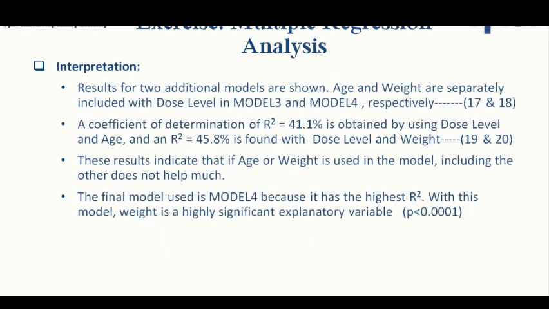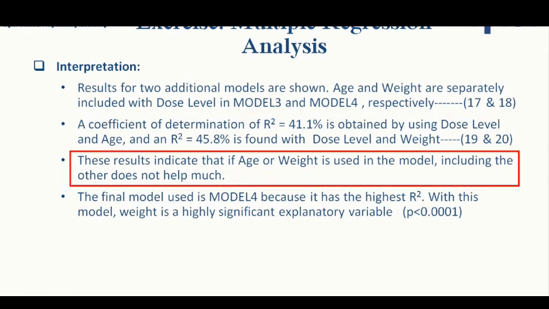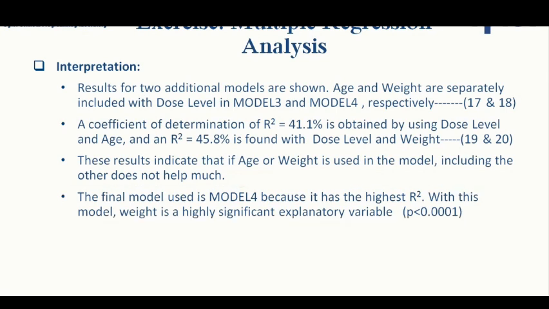So, there are so many models we have tried and we have seen that the coefficient of determination R square of 41.1 was obtained by using dose level and age, and then R square of 45.8 is found with dose level and weight. These results indicate that if age or weight is used in the model, including the other does not help much. So, the final model used is model 4 because it has the highest R square. With this model, weight is a highly significant explanatory variable. So, this is the way in which one can interpret the SAS procedure output.